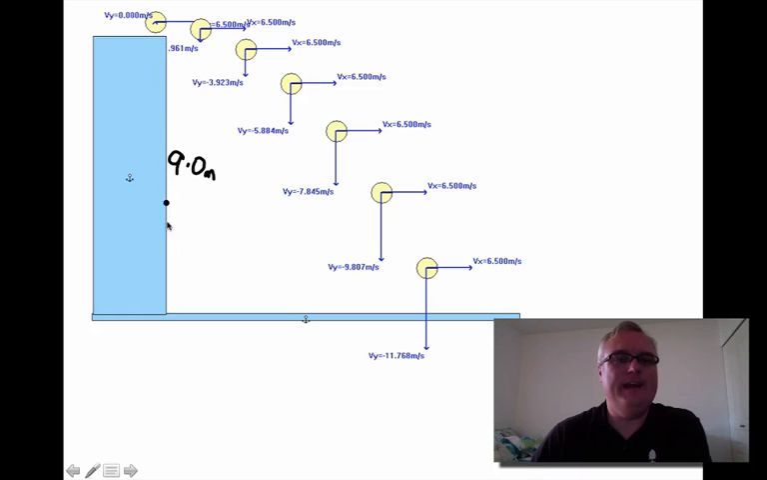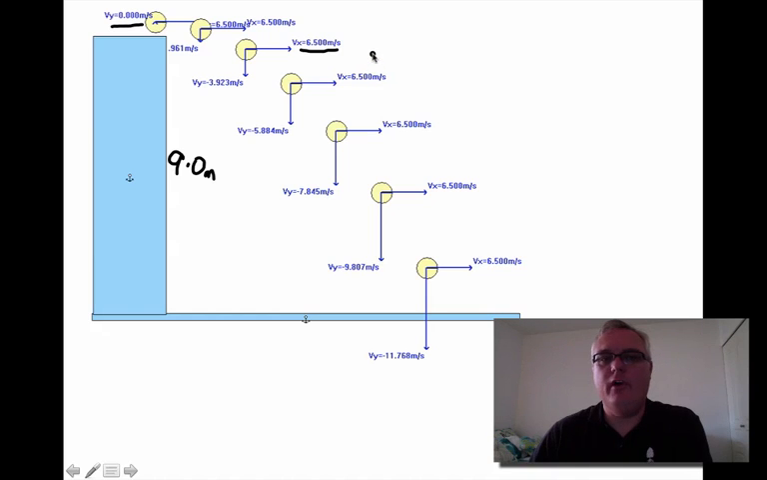So it starts off 9 meters above the ground, and it's projected horizontally. So it's given a horizontal velocity of 6.5 meters per second. So the object travels horizontally, and gravity pulls it down to the ground. And the important thing to note here is that the initial velocity in the y direction is 0. Okay, so it's just got horizontal motion. There's no vertical motion to it.